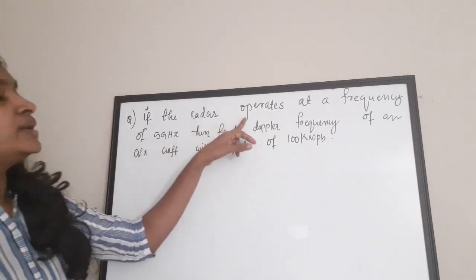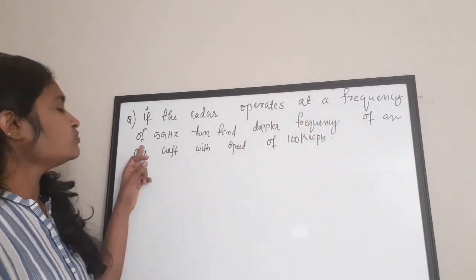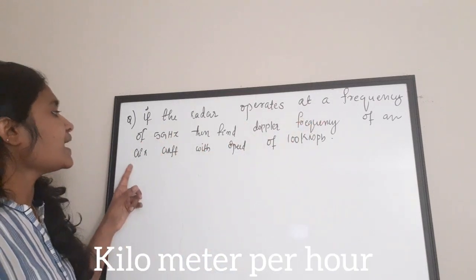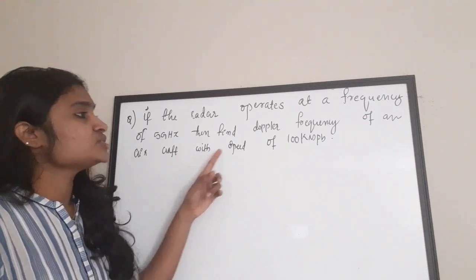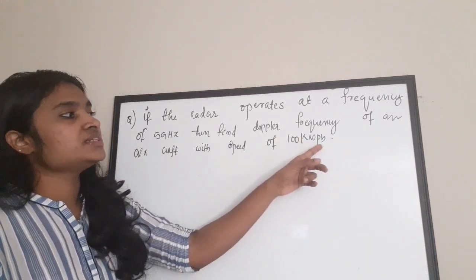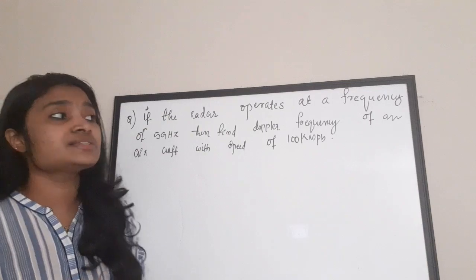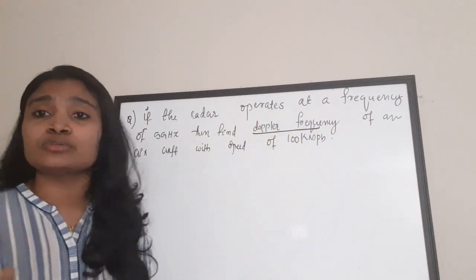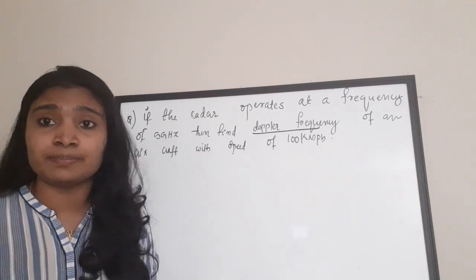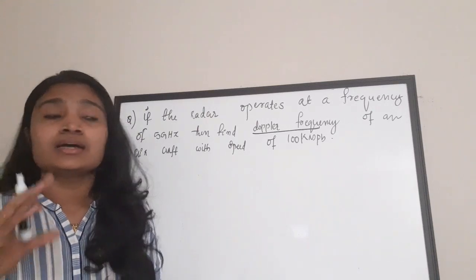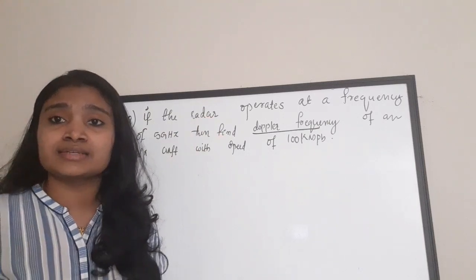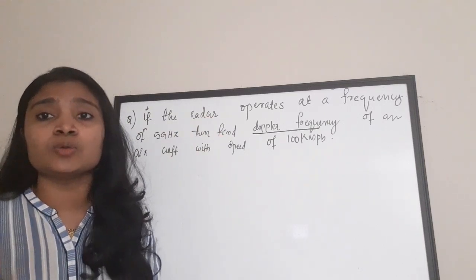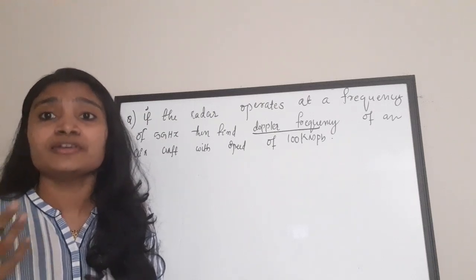If the radar operates at a frequency of 5 GHz, then find the Doppler frequency of an aircraft with speed 100 km per second. This question is regarding the Doppler frequency. I've seen a lot of questions of this pattern in technical assistant exam papers, asking the Doppler frequency. Before answering, what is actually Doppler frequency, or what is the Doppler effect?